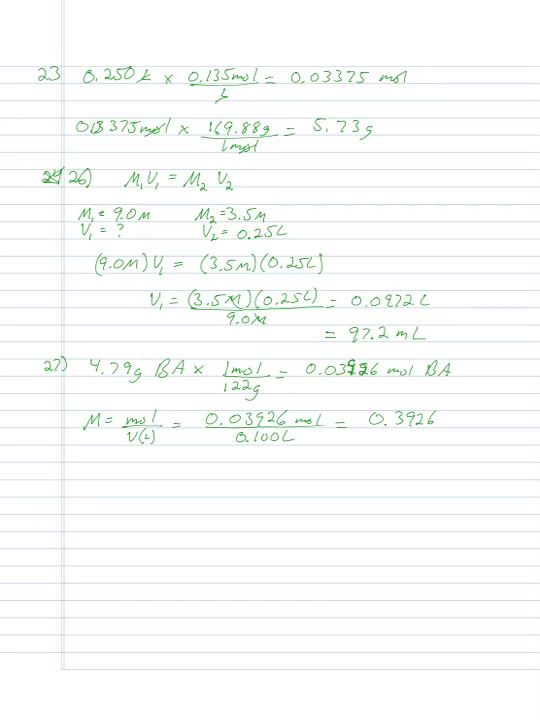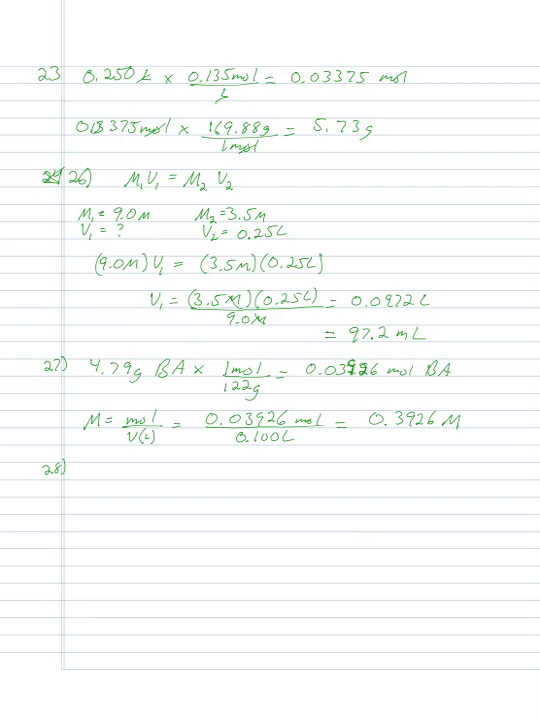Okay, so for 27, we're just looking for the molarity of a solution, molar concentration. That's just molarity. We're given a mass of benzoic acid and the volume of the solution. So we're given a molecular formula for benzoic acid, so we've got to find the number of moles there.